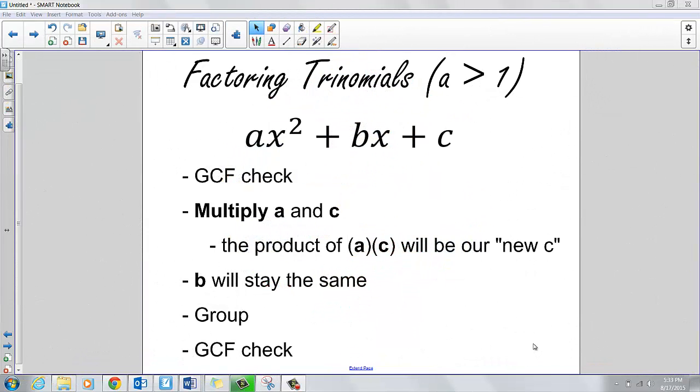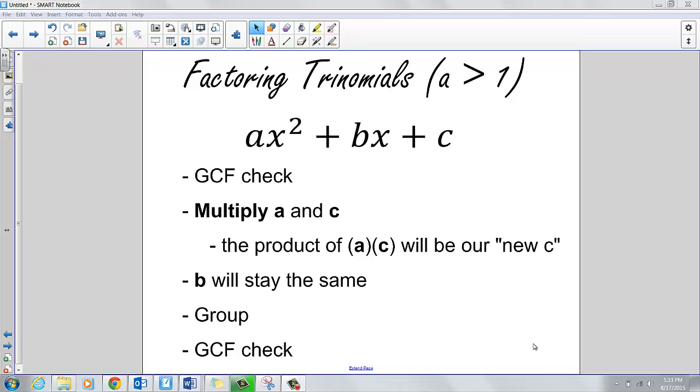So before we get into factoring trinomials with a greater than 1, I would suggest watching factoring trinomials when a is equal to 1, because we're going to be using a lot of the same principles and the same ideas from factoring in the previous video as we are in this one, and it'll be kind of difficult to catch on. But either way, hopefully it'll be an easy thing to grasp.